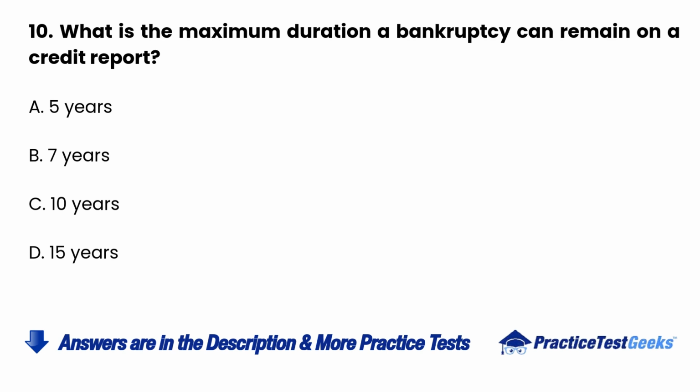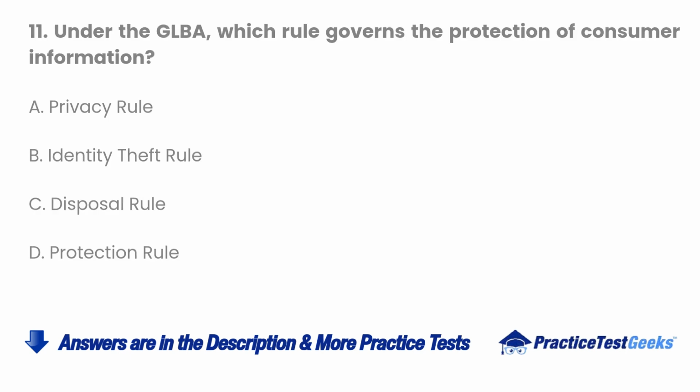10. What is the maximum duration a bankruptcy can remain on a credit report? A. 5 years. B. 7 years. C. 10 years. D. 15 years.